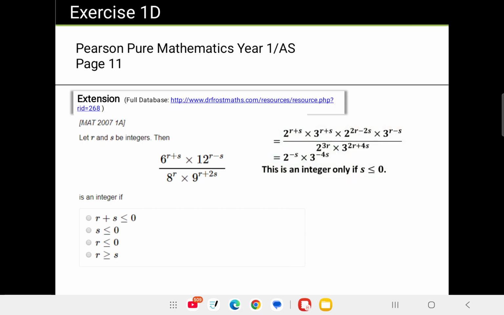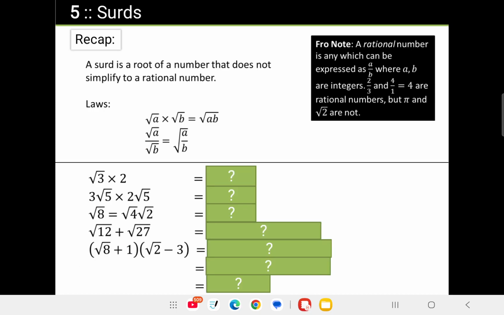Okay, so now move to the next slide. The next section is surds. A surd is a root of a number that does not simplify to a rational number. If under the square root you do not have a square number, that means you can't solve that square root exactly, and you will have an irrational decimal number, with a non-terminating decimal part.